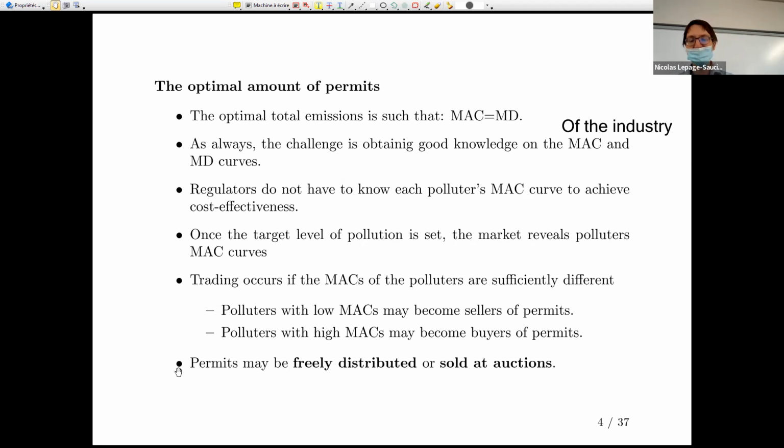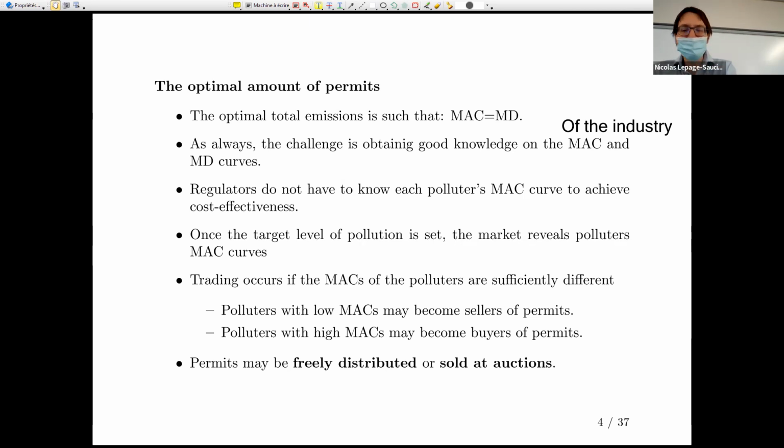How do you distribute permits? That's an interesting question. They can be freely distributed, or the government can sell them, because who gets the money is the government. So the government says, okay, now I'm going to sell this amount of permits. Who wants them? Who wants the first one? And then a first firm is going to bid on it.